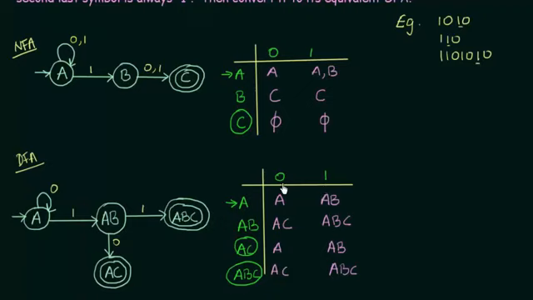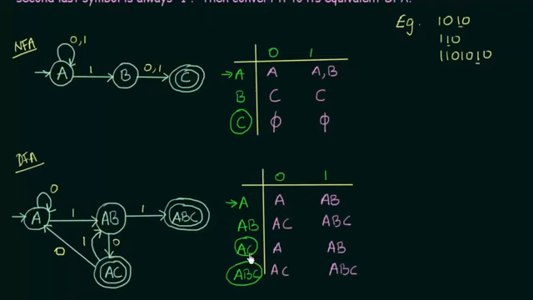AC on getting input 0 goes to state A. And AC on getting input 1, where does it go? It goes to AB. So AC on getting input 1 goes to AB.